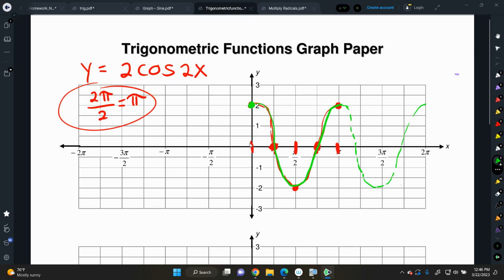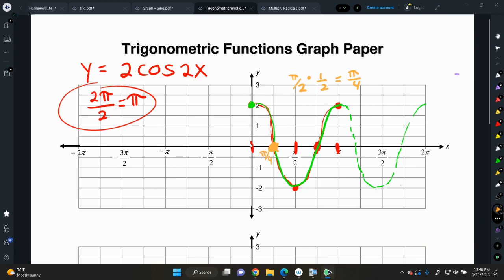Okay, so how do I figure out these points here? Because that's a challenging part. So I know that I'm down here at pi over 2, right? So in order to find where it's crossing the x-axis, I'm taking half of that. Multiply it by 1/2, and there we have pi over 4. That tells me that this coordinate right here is pi over 4.